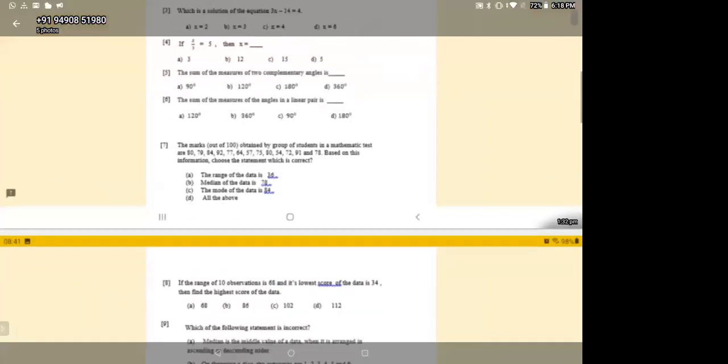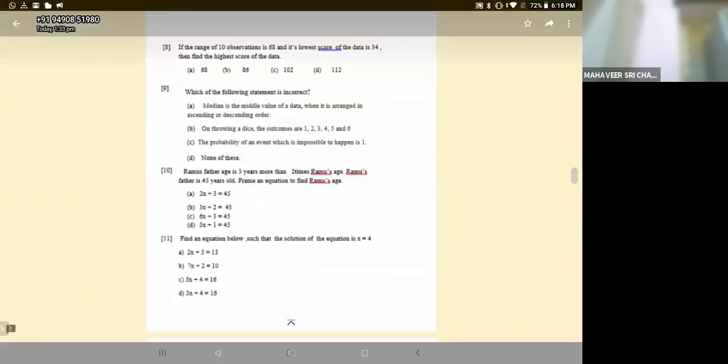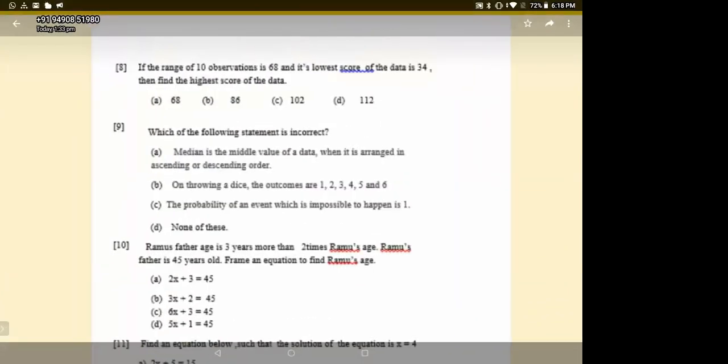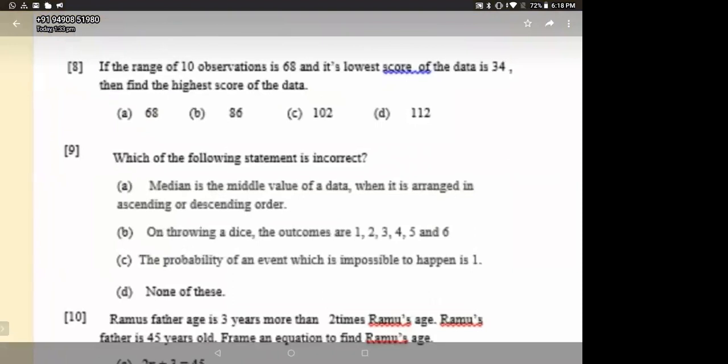Ma'am, the range is 30. Next, the median is correct, given, the rest are all wrong. The range of 10 observations is 68. If the lowest score is 34, find the highest score.